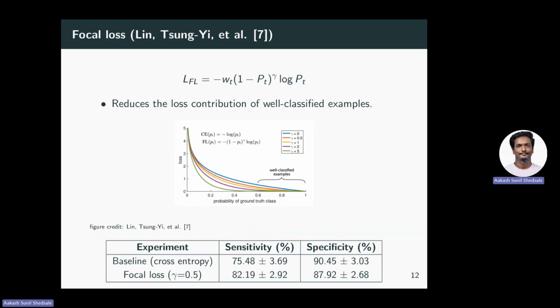Then focal loss, whose formula is given here. It reduces the loss contribution of well-classified samples. Sensitivity and specificity results are shown here. With focal loss also, I got a good improvement over baseline results. The main difference between focal loss and weighted cross entropy loss is that focal loss allows assigning different weights to different examples within the same class.